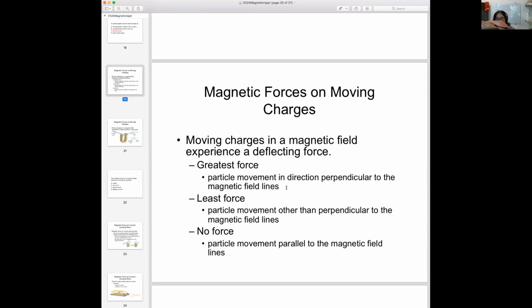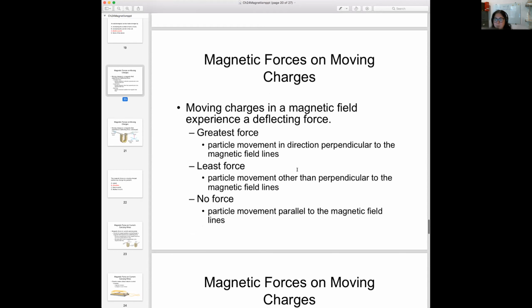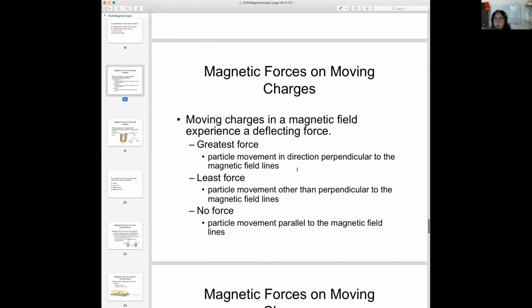It becomes completely zero. Even if you have a very strong external magnetic field, there's no force applied. And the force on the moving charge is always perpendicular to its motion. Therefore the moving charge will never have a change in speed. It only changes its direction, either turning to the right or to the left. That just depends on the direction of the moving charge and the direction of the external magnetic field.